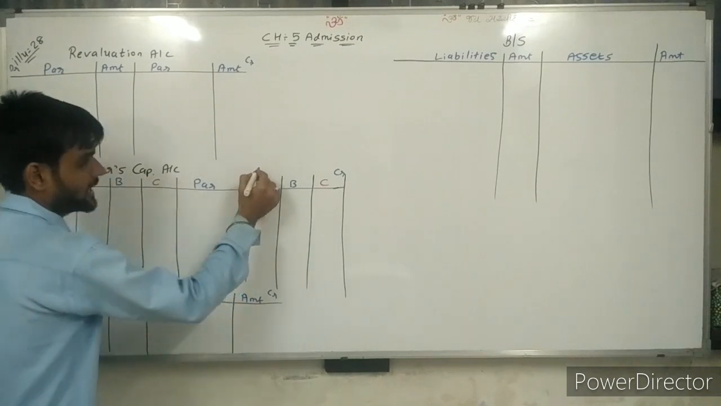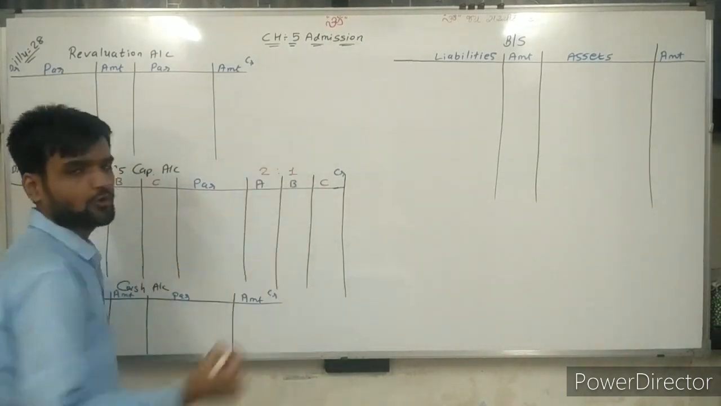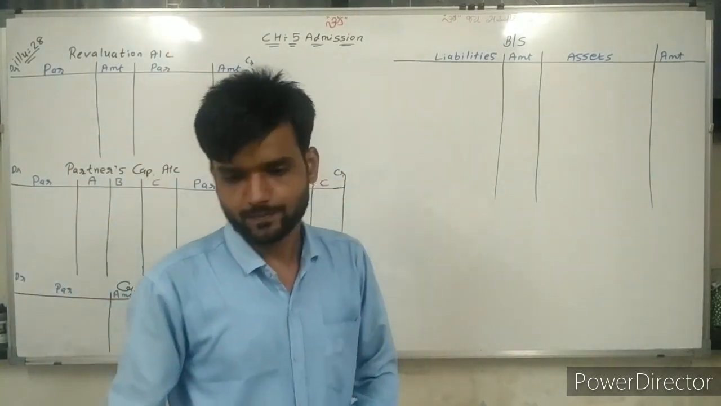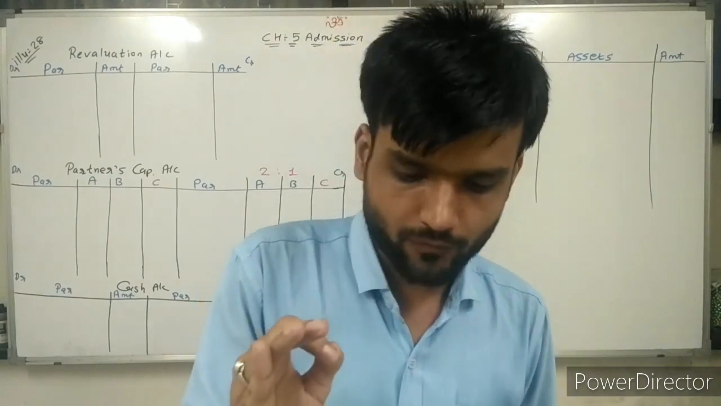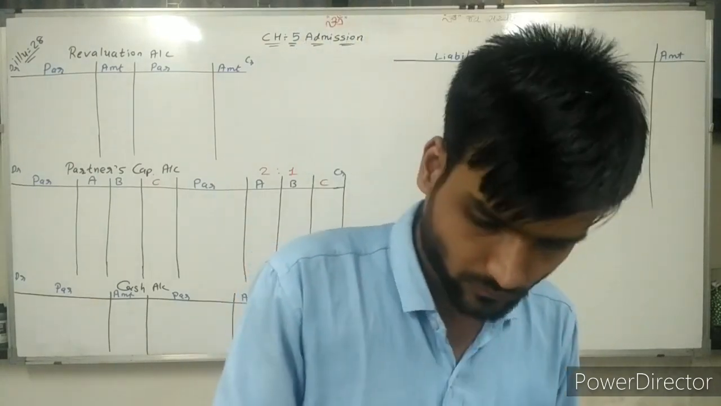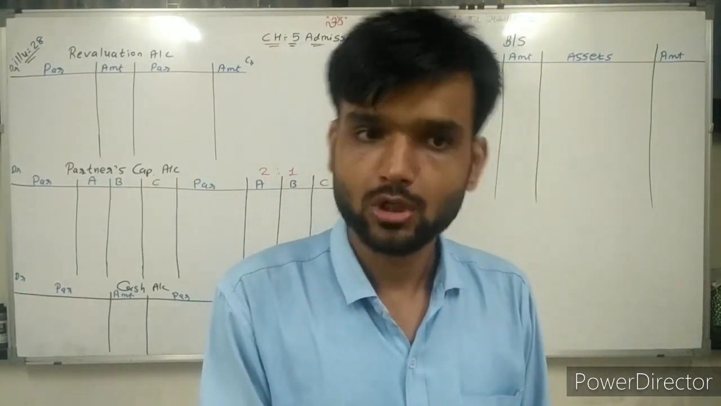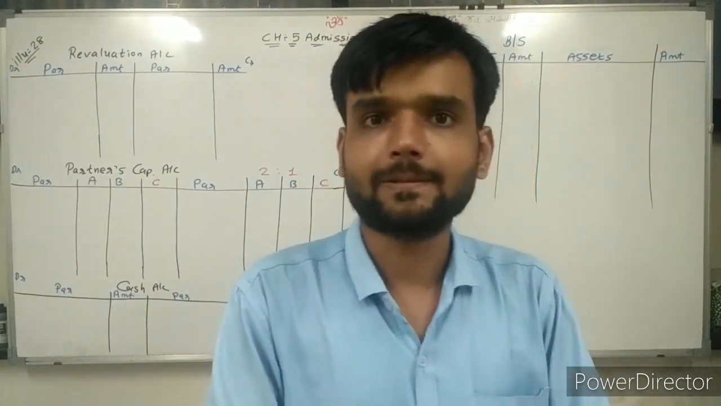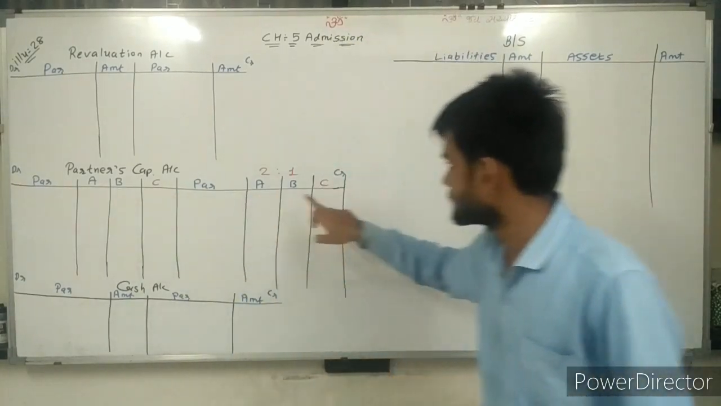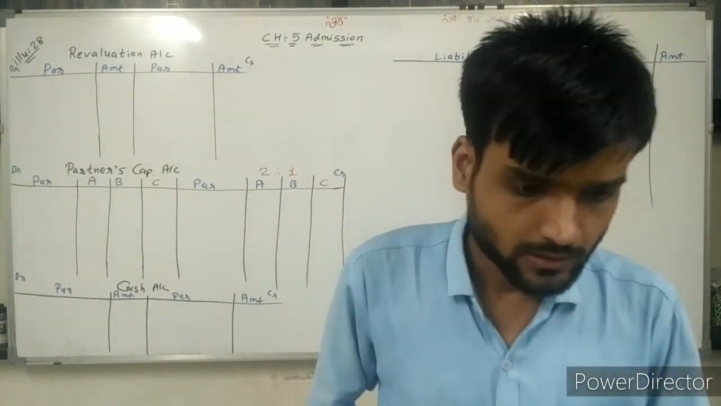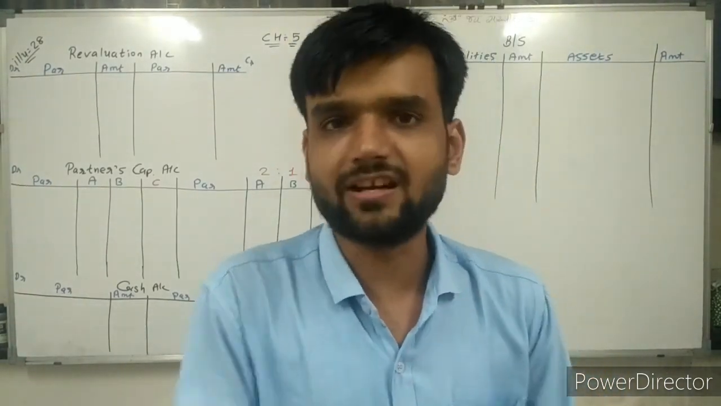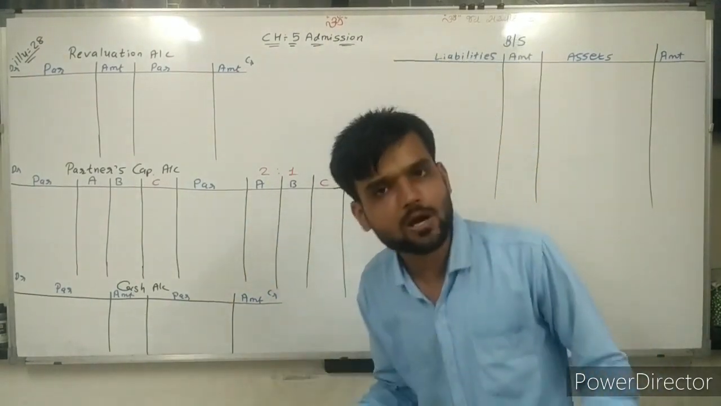So first of all, I am writing here 2:1. This is my first step after reading this question. The balance sheet of their firm as on 31/3/16 was as under. So the balance sheet is given. Going ahead, next thing, they admitted C as a new partner on 1/4/16 on the following conditions. Under the given conditions, C is admitted in the partnership firm.